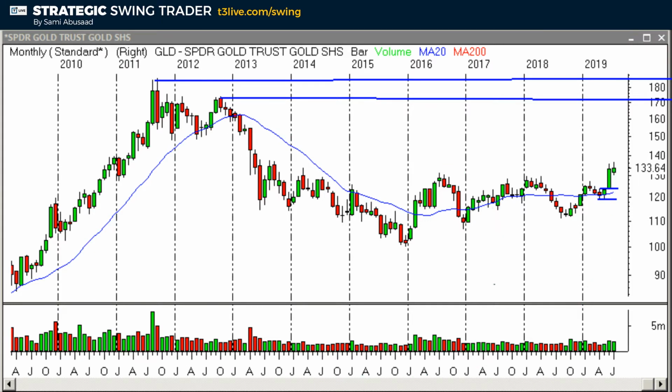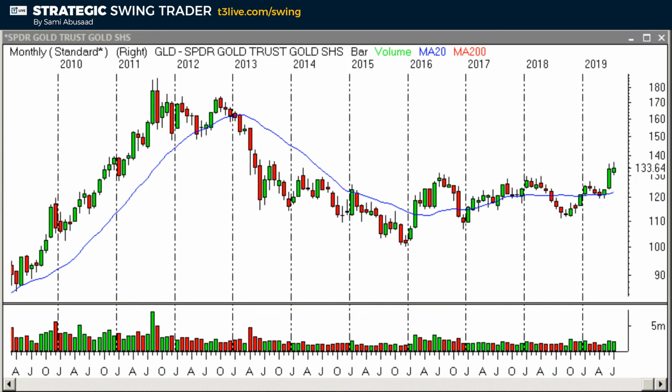We have a new pattern setting up, and it is called the 1, 2, 3 bullish continuation pattern. It's when you get a breakout, and then a nice narrow range bar, and then the stock, or GLD in this case, takes out the highs of both bars 1 and 2. So the third bar is what triggers it. That's what we have here on GLD.